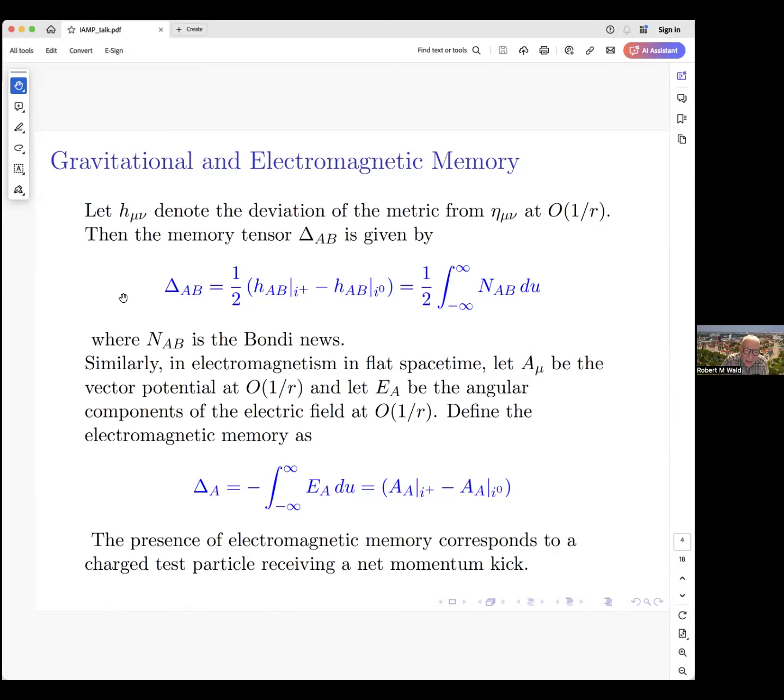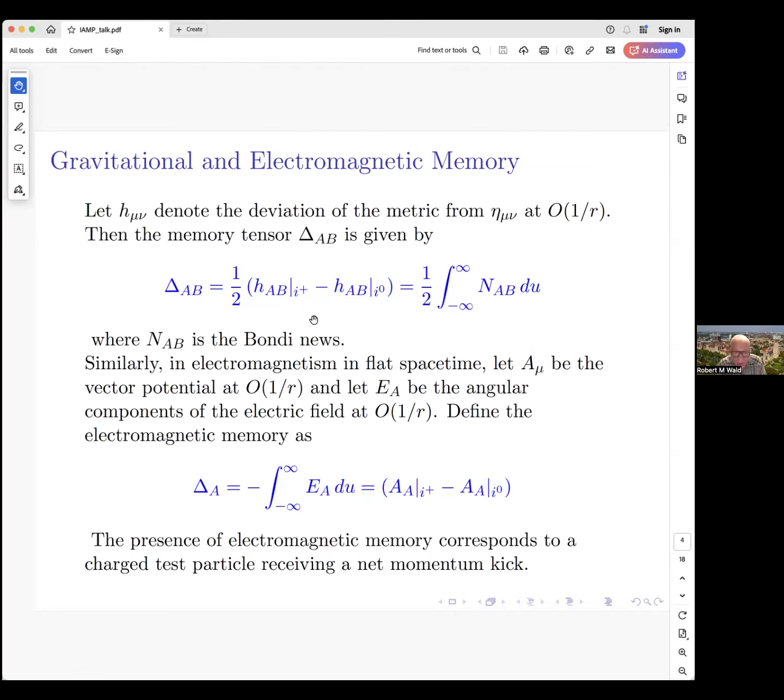So the memory effect, the memory tensor, which is describing the memory effect, is just the difference of the asymptotic values of the angular components of the deviation of the metric from flatness at order 1 over r. And that can also be written as the integral over all retarded times at future null infinity of the Bondi news, because the Bondi news is just the u derivative of the angular components of the metric. So this follows immediately.